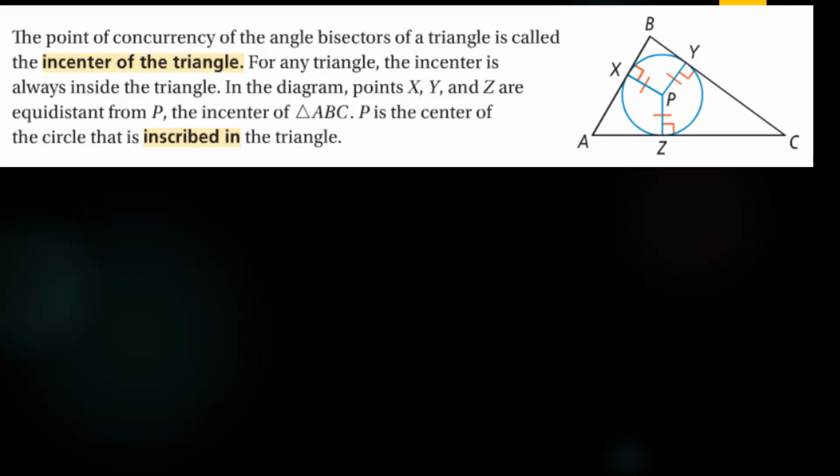And if we draw from the incenter 3 lines, PX, PY, and PZ, the length of PY is equal to the length of PX is equal to the length of PZ. So that means they could be the radius of a circle. So that means the circle here is inscribed in a triangle, as we see in the video.